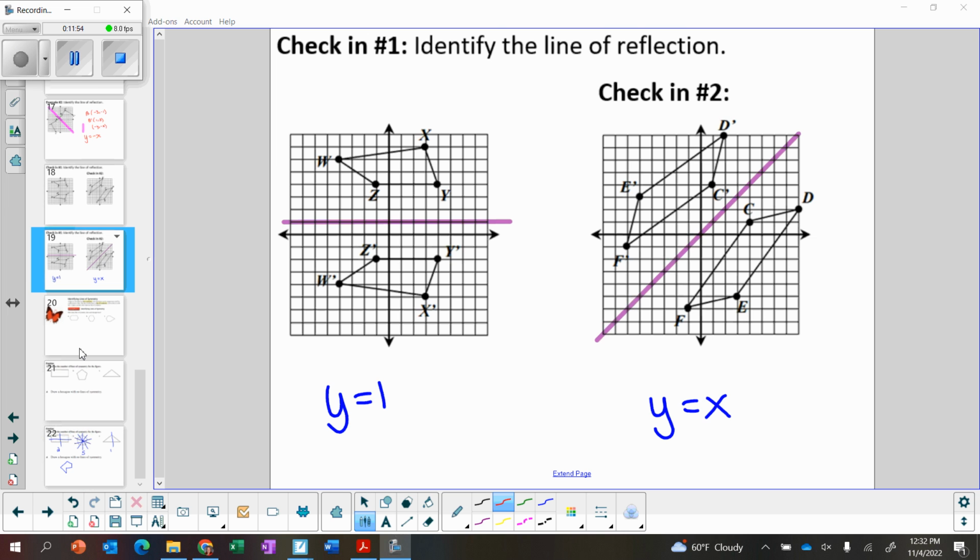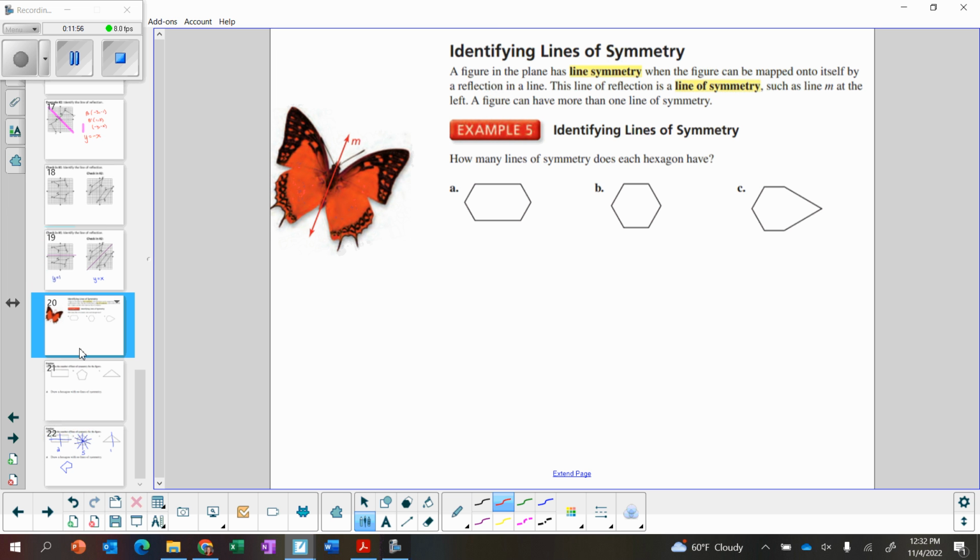Next, we'll talk today about something called symmetry. Symmetry is when you can map a figure back onto itself. And line symmetry is when you can do that by using a reflection. So the line that we reflect over to get back to the original picture is called the line of symmetry. We're checking on each of these to see how many lines of symmetry each one has.